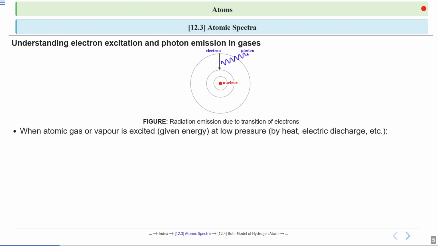Now, what happens when we excite a gas at low pressure, like in a discharge tube? When we supply energy using heat or an electric discharge, the atoms in the gas absorb this energy. This causes changes inside the atom, which we will explore step by step. First, the electrons inside the atom absorb the supplied energy and jump to higher energy levels. These higher energy levels are less stable, so the atom is now in an excited, unstable state.